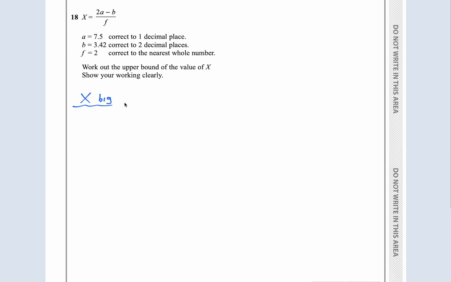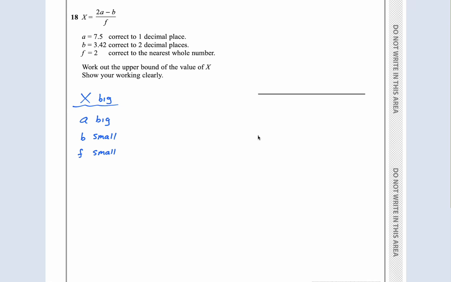And to make X big, I need to make A big, because if I want to make X big, I want to make this first thing big. I then want to subtract a small number, because if you want to make a big number, you want to then subtract a small number. And you want to divide by a small number. Remember, to make a number big, you divide by a small number. If you divide by a big number, you make the number smaller. Okay, so that's the first step.